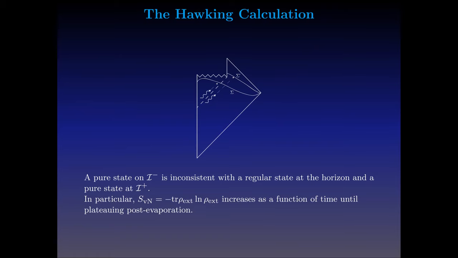So the Hawking calculation can sometimes be boiled down to a statement that a pure state on past infinity is inconsistent with a regular state at the horizon and a pure state at future infinity. In particular, one of the signatures that we look for of this apparent loss of unitarity is the von Neumann entropy of quantum fields outside of the black hole. So here, minus trace rho x log rho x, this means the state of the quantum fields outside of the black hole, which appears to be increasing as a function of time until it plateaus post-evaporation. At least this is what we could think of as the Hawking calculation of the entropy of the radiation.